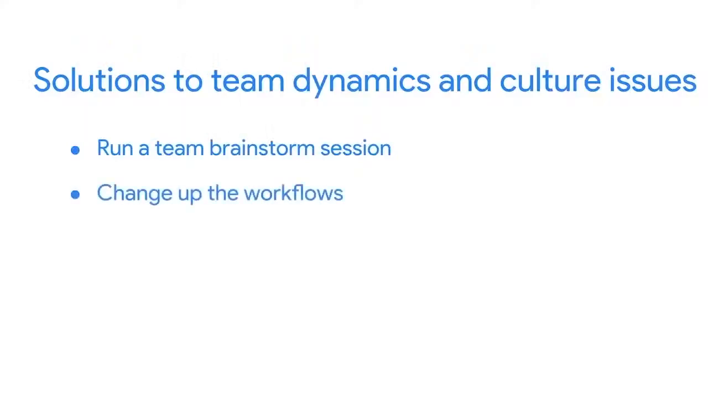An example exercise could involve asking the team to write down stories about the worst team they've ever worked on and the best team they've ever worked on, then sharing them in a meeting. Then you might have the team create a list of do's and don'ts for working together based on the stories everyone shared. Another idea is to change up the workflows.